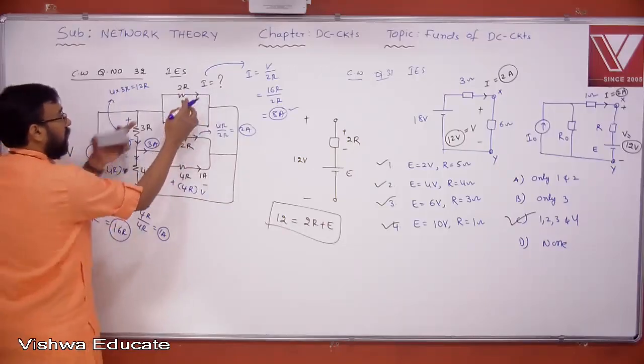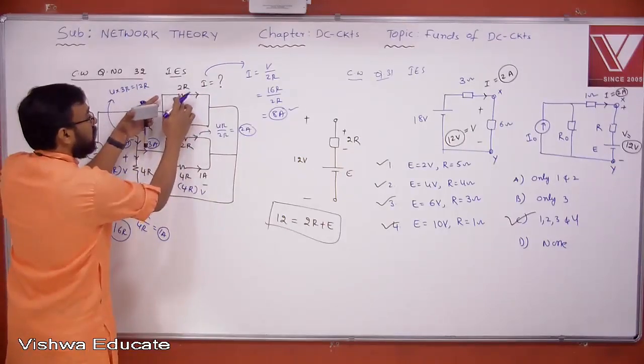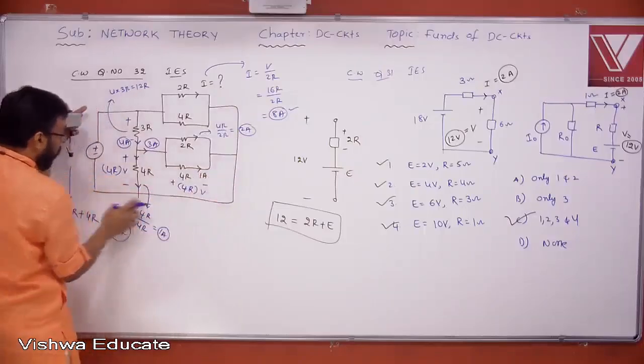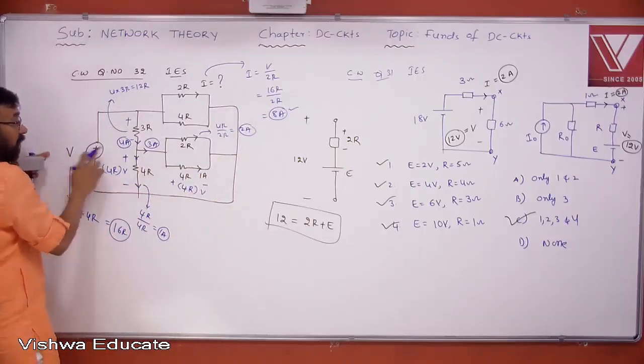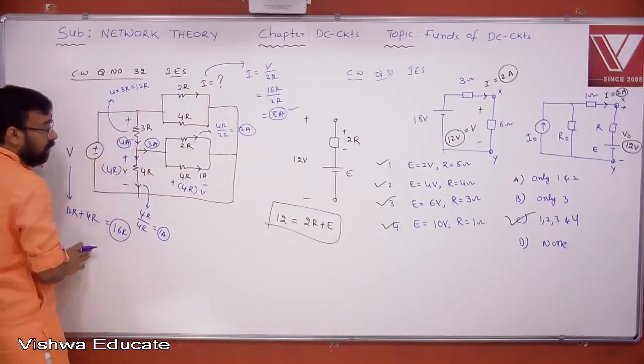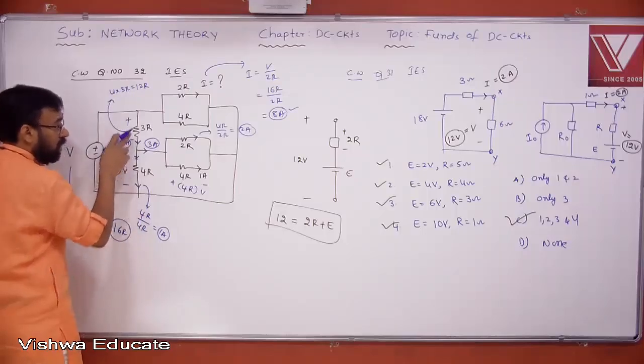To find I, we understand that we need to know the voltage here. To find that voltage, we need to know V. To find V, we need to know the voltage across this and the voltage across this. Now let me put my efforts into finding the voltage here and here.